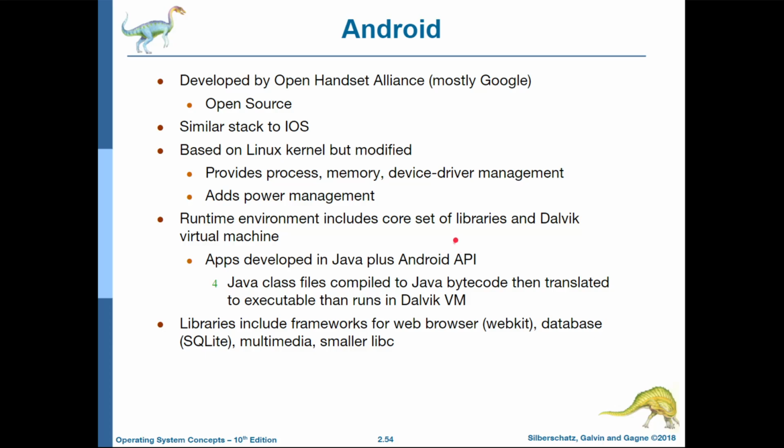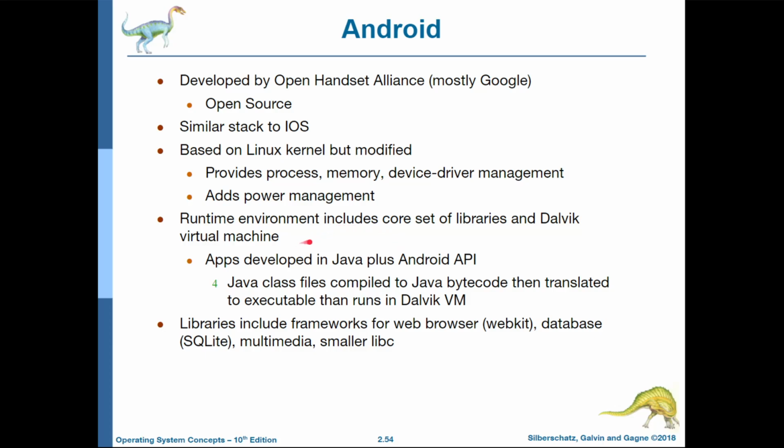Android, on the other hand, is very similar stack-wise to iOS, but it is based on the Linux kernel, a highly modified Linux kernel. It provides some process, memory and device driver management, but it also provides enhanced power management. When it comes to mobile devices, you want your battery to last a long time, and so the actual operating system kernel has built-in power management features to minimize the amount of CPU being used.